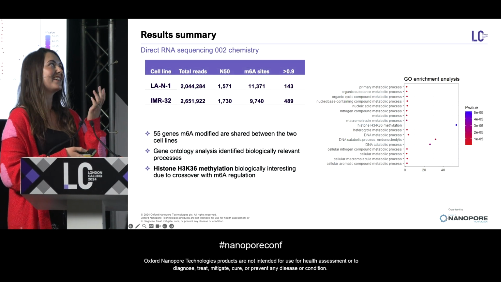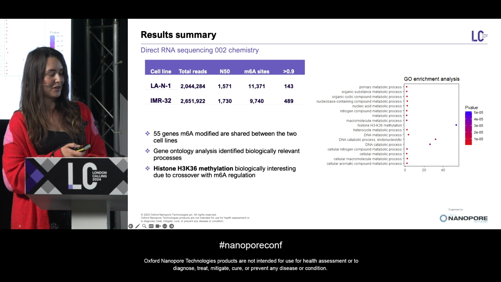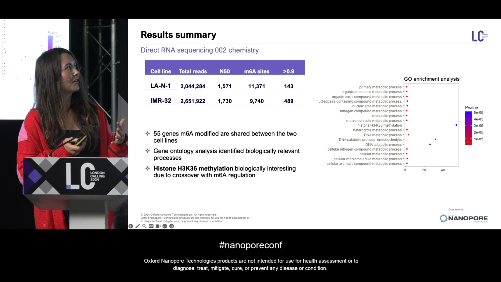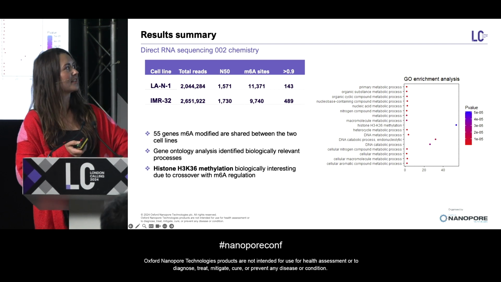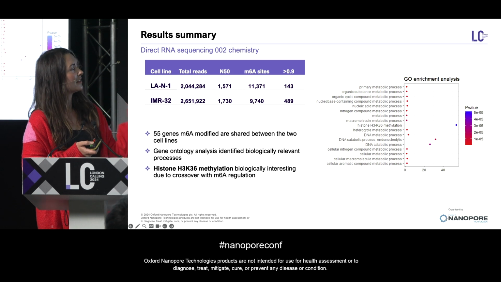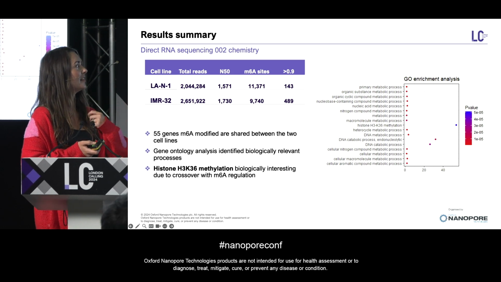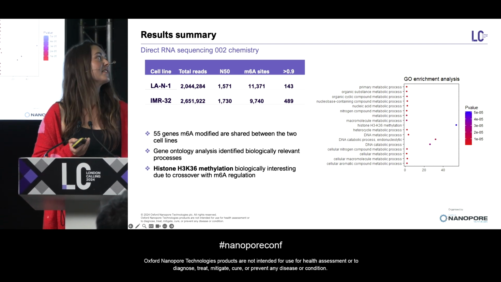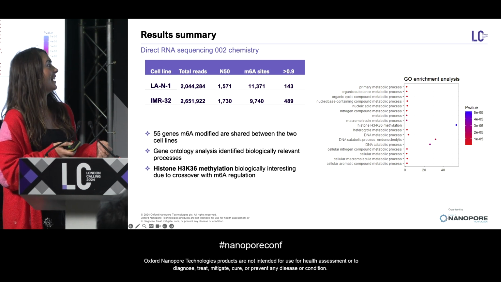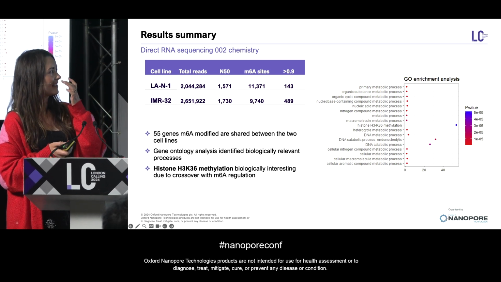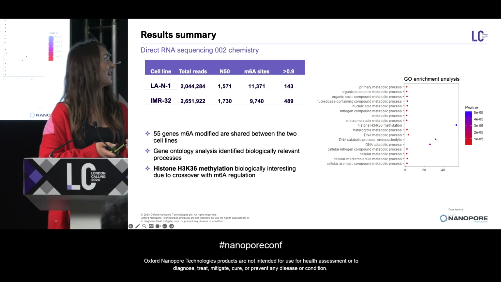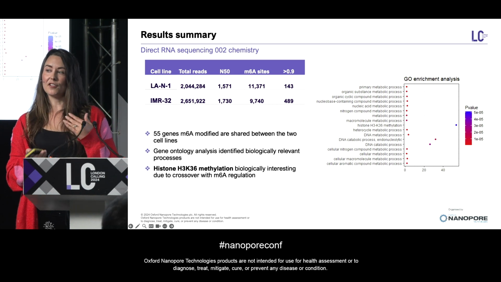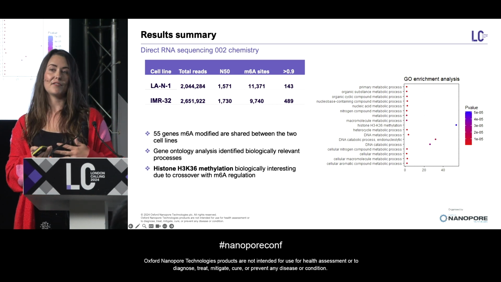We did find more modifications. With the m6Anet tool we detected quite a lot of sites, but when we filtered for high confidence, using the 0.9 cutoff, that reduces quite greatly the number of sites we identified. But when we looked at the genes that were modified and shared between the two cell lines, we found through a gene ontology analysis that there were biologically relevant processes such as histone H3K36 methylation. And this is really interesting because there's this crosstalk with m6A regulation as well.